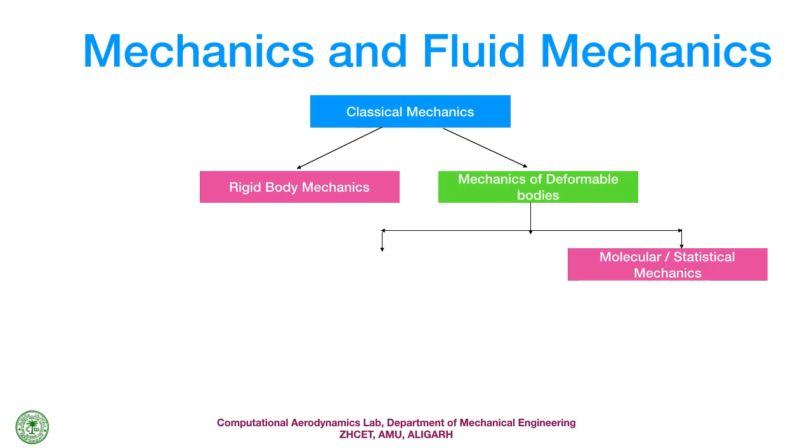Then this mechanics of deformable bodies can be divided into two parts. One is molecular mechanics. That is, if the particle is very, very small, on a molecular level, then you use either molecular mechanics or statistical mechanics. You consider the variation of multiple particle systems into account, or you take the single molecule and then apply the fluid mechanics or physical system laws. The other part is continuum mechanics.